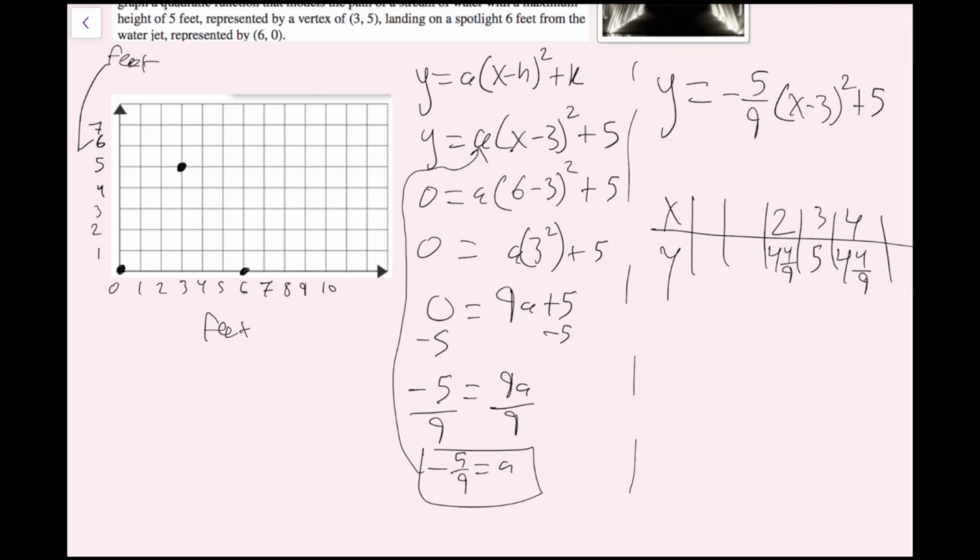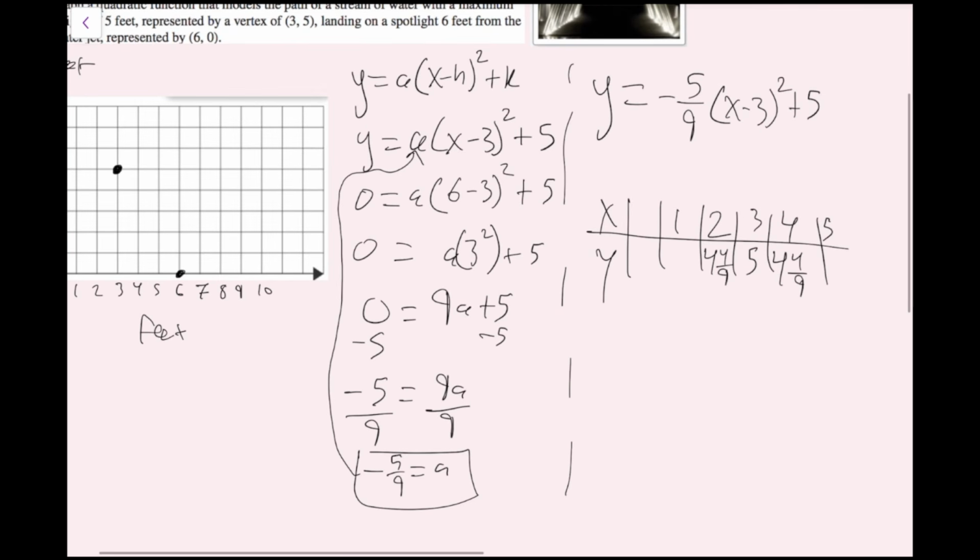Next, I'm going to plug in 1. 5 would be the same thing. If I plug in 1, I get negative 2, and then when I square that, I get 4. So 4 times negative 5/9, well, that's going to be negative 20 over 9, which is the same thing as negative 2 and 2/9. So when I add negative 2 and 2/9 to 5, that's going to give me 2 and 7/9. So I get 2, 7/9.